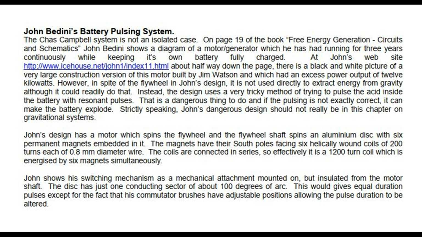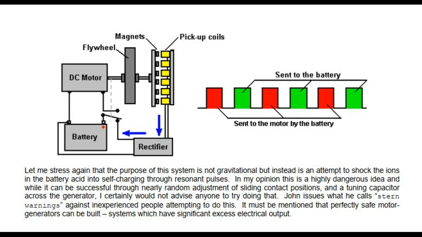John shows his switching mechanism as a mechanical attachment mounted on, but insulated from, the motor shaft. The disc has just one conducting sector of about 100 degrees of arc. This would give equal duration pulses, except for the fact that his commutator brushes have adjustable positions, allowing the pulse duration to be altered. Let me stress again that the purpose of this system is not gravitational, but instead is an attempt to shock the ions in the battery acid into self-charging through resonant pulses.